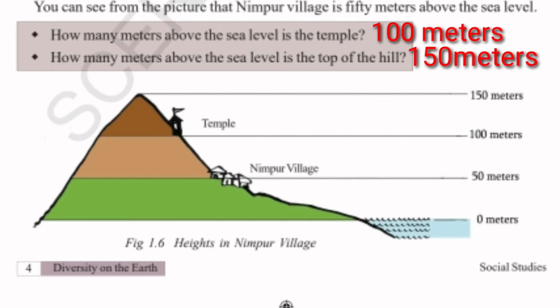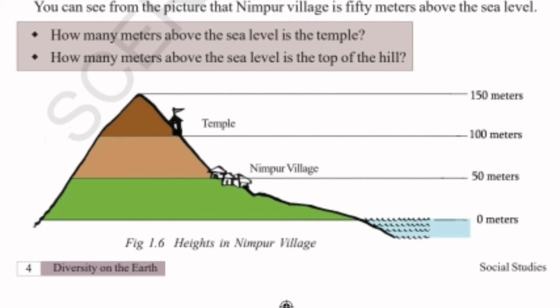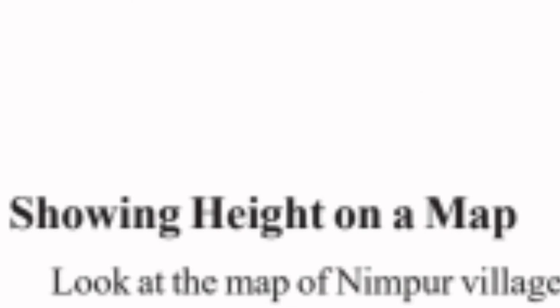Here, students, you are already observing the heights in Nimpur village. Here is the question for you. How many meters above the sea level is the temple? Yes, it is 100 meters. The next question: how many meters above the sea level is the top of the hill? 150 meters. I think, students, now you have understood that a drawing is different from a map. Now let us go into the next topic, showing height on a map.